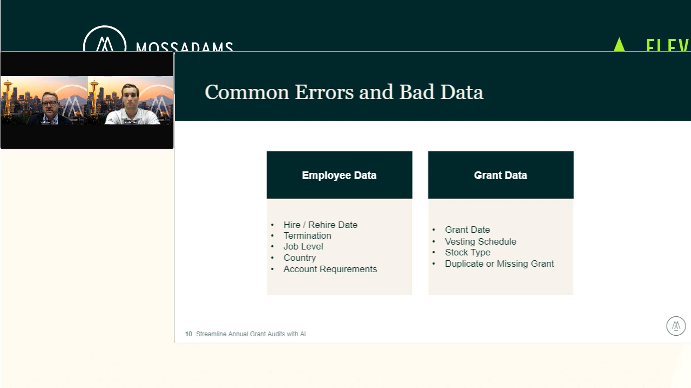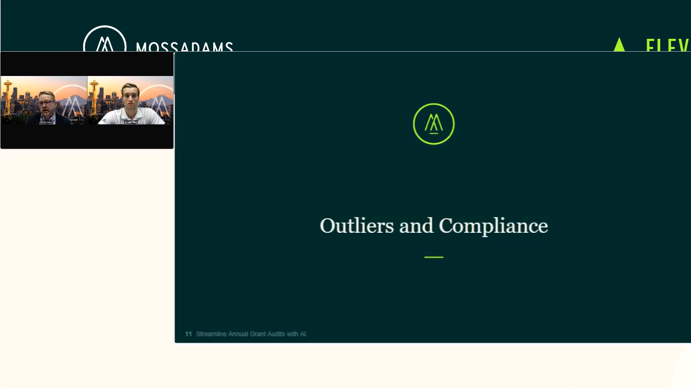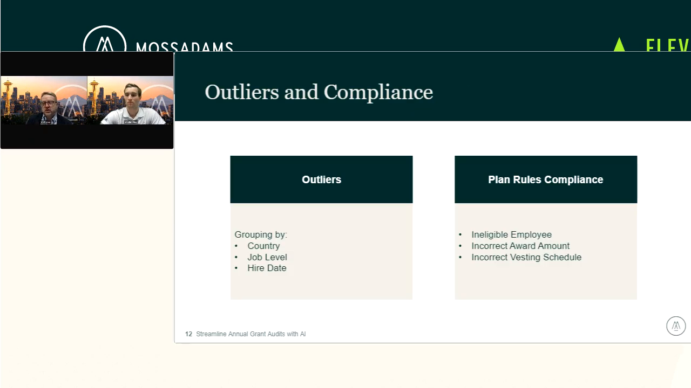And then on the grant side, of course, sometimes the data comes across clean, but it's up to the stock team to really make sure that it's going to be the right thing. So you're looking at the grant date. Sometimes you're making sure the vesting schedule is appropriate for the employee or for the location. The type of stock. Some companies give different types of stocks in different countries because of the tax implications. And then you could be looking for a duplicate or a missing grant. I think the duplicate grant's a little easier to find. Missing grant sometimes is a challenge.